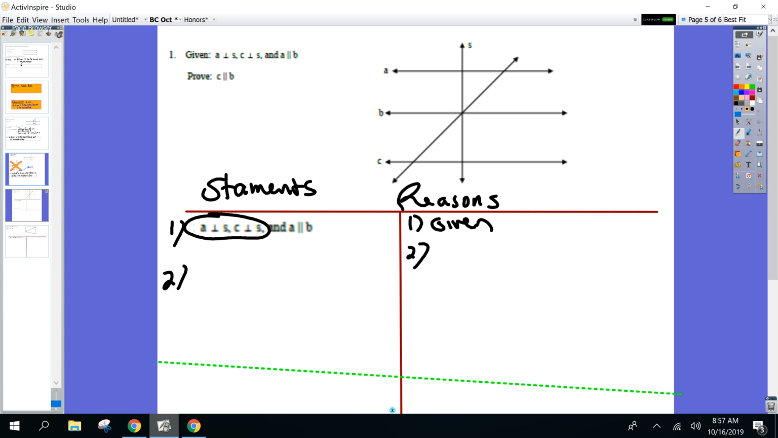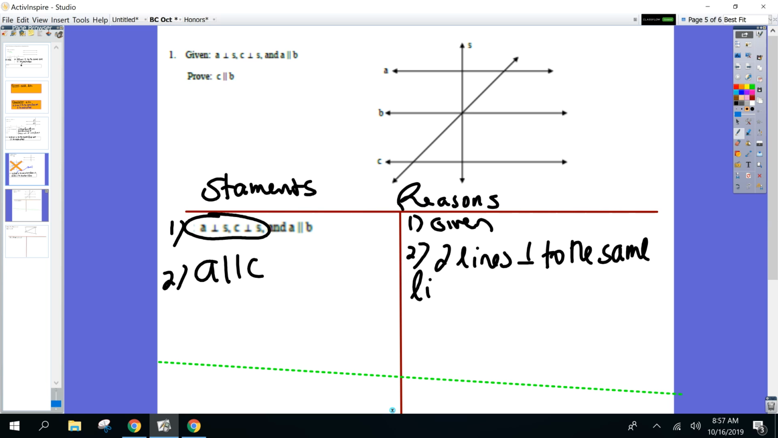Two lines perpendicular to the same line, those lines have to be parallel. So what do I know about A and C? Why? Because they're both perpendicular to the same line. Everyone good there? If I have two lines, in this case A and C, that are perpendicular to the same line, line S, they have to be parallel to each other. Two lines perpendicular to the same line are parallel to each other.